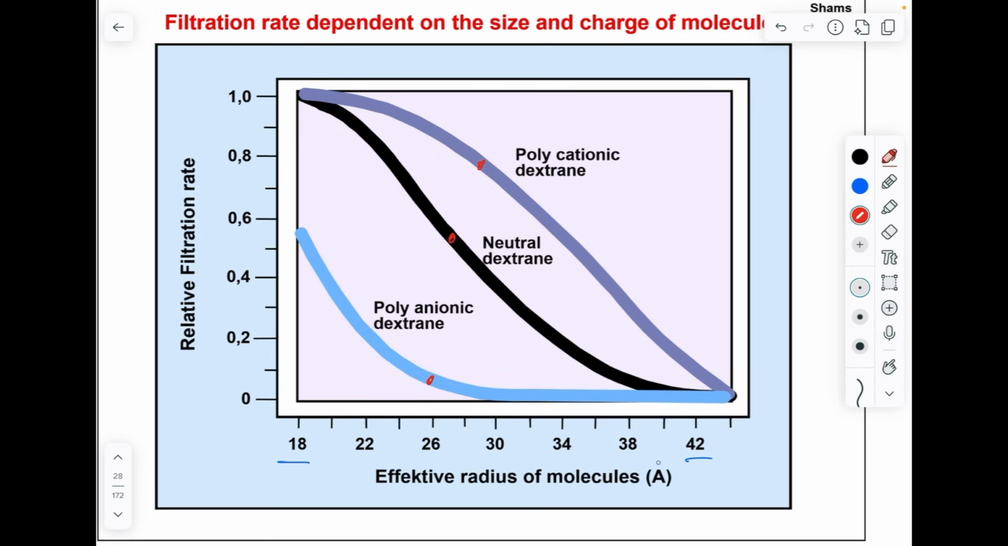If a substance is neutral, it will be filtered. Let's say half of it will be filtered at 26. Now, if it's anionic, meaning negative, it will be filtered much less, about 0.1, let's say. Sorry, this is not quite 26, around here. If it's cationic, it's about 0.9. Can you see the difference? Why? Because cationic are positive, so they are attracted by the filtration slit's protein. I hope that makes sense.